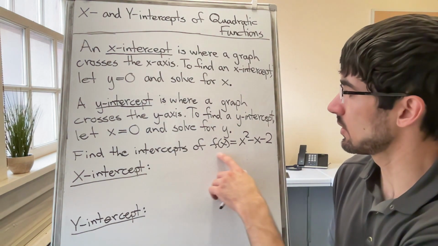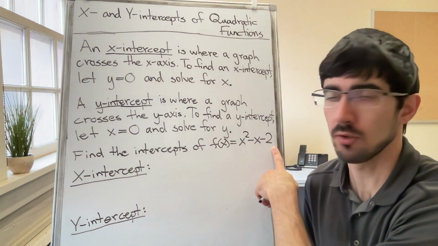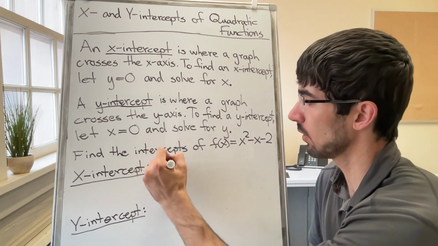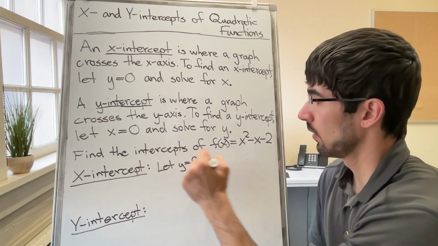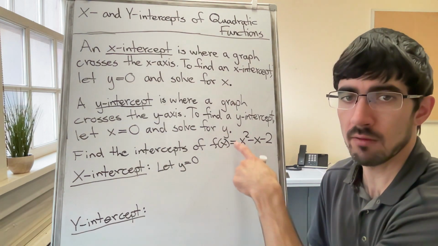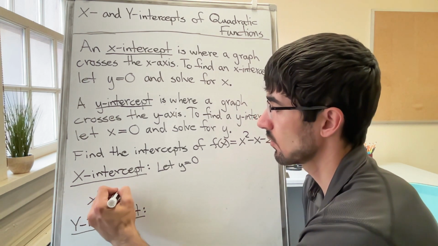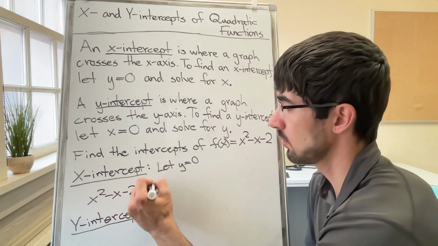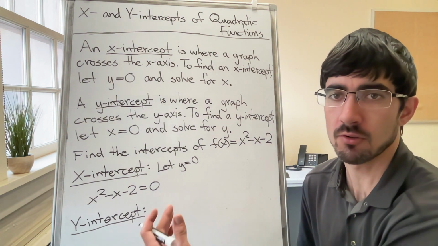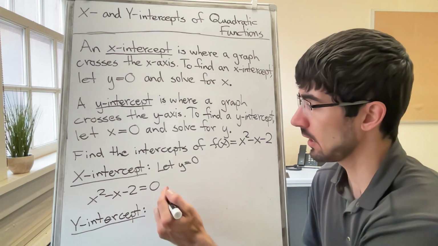Let's find the intercepts of f of x equals x squared minus x minus 2. So to find the x-intercept, we're going to let y equal 0, which means this function is going to be equal to 0. This represents the y value or the output value here. So we get this equation, x squared minus x minus 2 equals 0. To solve for the x-intercepts of quadratic functions, we're going to be solving quadratic equations where they equal 0.